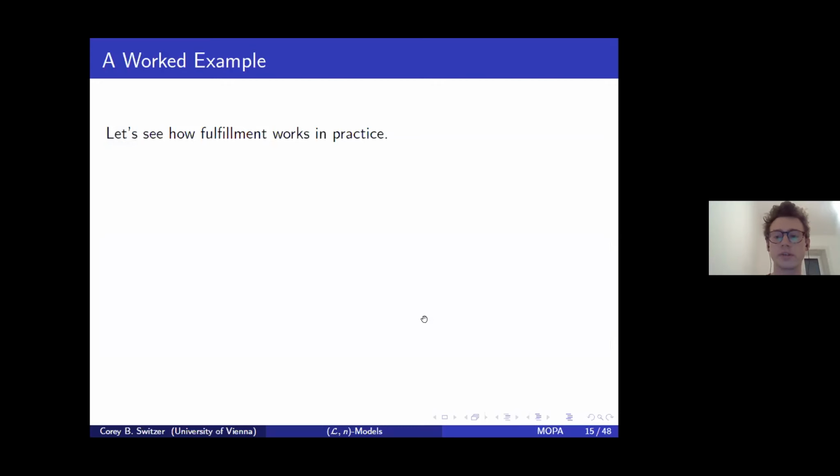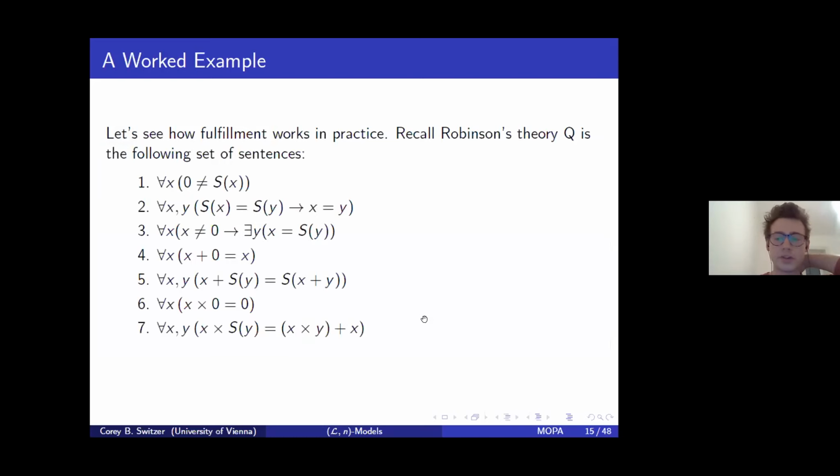What I think will be helpful is a worked example of a very simple sentence that is also going to be a useful lemma later. Recall that Robinson's theory Q is the following set of sentences. I'm not going to read them all out to you. It's exactly what you think it is: it's PA minus induction, or one way to axiomatize PA minus induction. For example, the first one says that 0 is not the successor of anybody, the second says that the successor function is injective, and the third says that everyone other than 0 is the successor of someone, and so on.